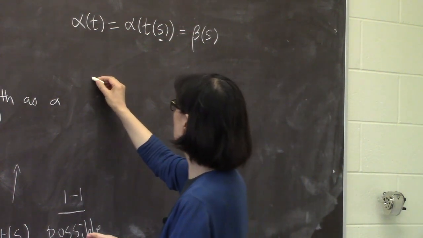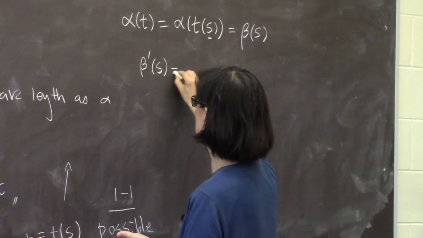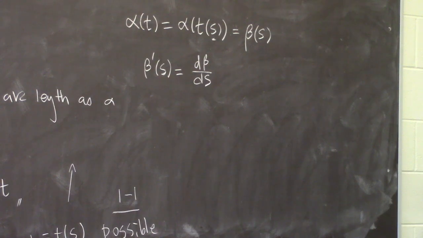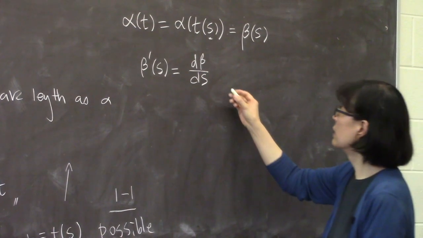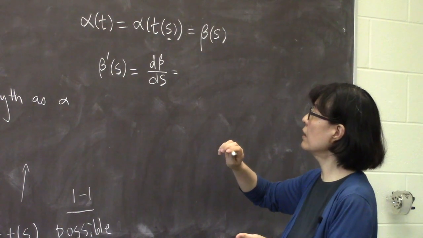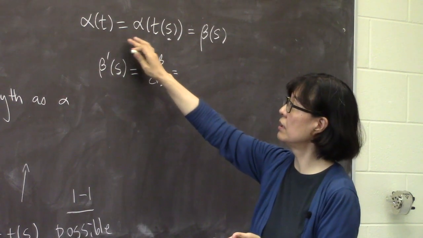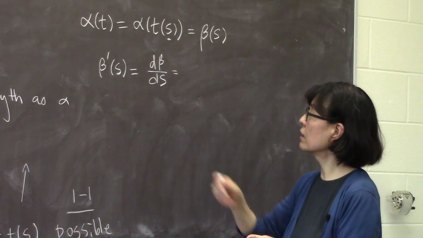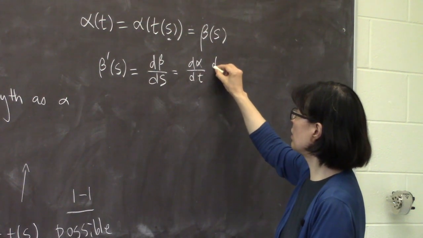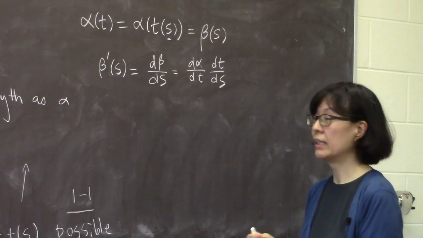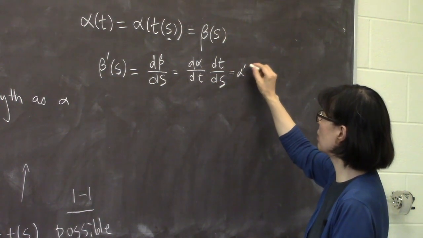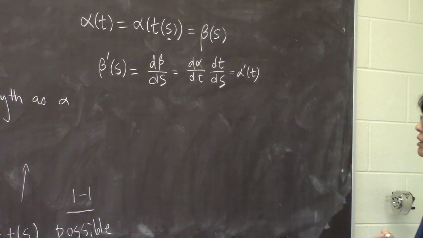Then what is the derivative with respect to s? Actually this is d beta ds. How do we differentiate that here? This beta is the same as alpha, right? So we can write this as d alpha dt times dt ds. Chain rule, right? So we know d alpha dt is alpha prime of t. Then what is dt ds?